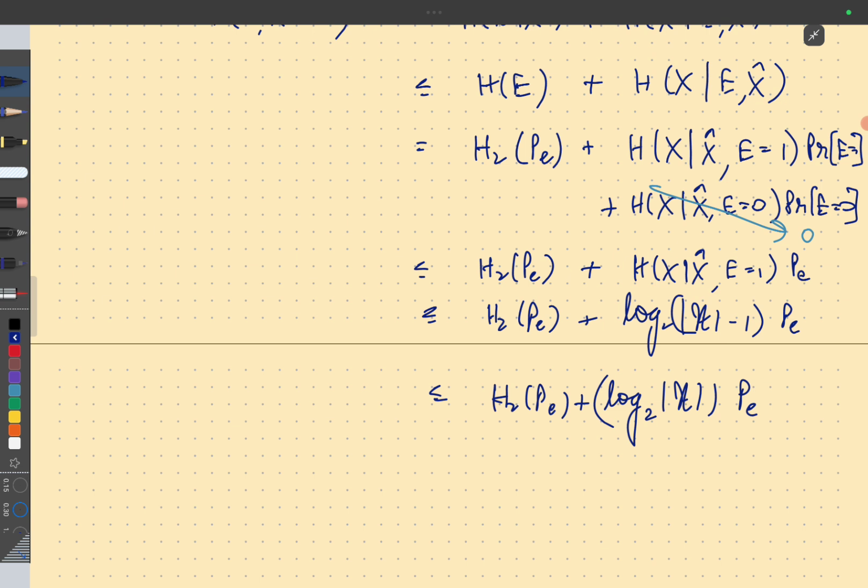Which one? You mean from here to here? Why? No, right? Because the entropy need not be equal to, given that there is an error and x hat, x may not be uniformly distributed. It's possible that some values of x are more likely than some other values of x. Right. So this is a fairly loose upper bound.